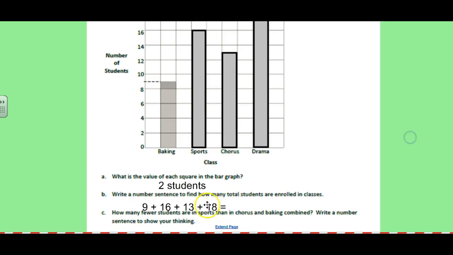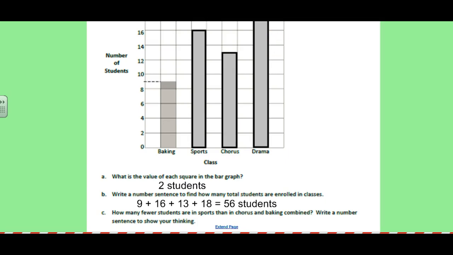So on your paper, get those numbers added and then write down how many total students are enrolled in all classes and push play to check your answer. Okay, so we said that there's 56 students total that were enrolled in all of these classes. Okay, so part C says how many fewer students are in sports than in chorus and baking combined.